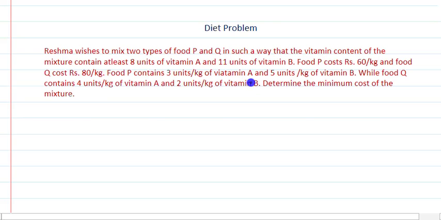Now let me discuss two more types of problems, and these are manufacturing problem and diet problem. Let me take one by one. Let me start with diet problem.